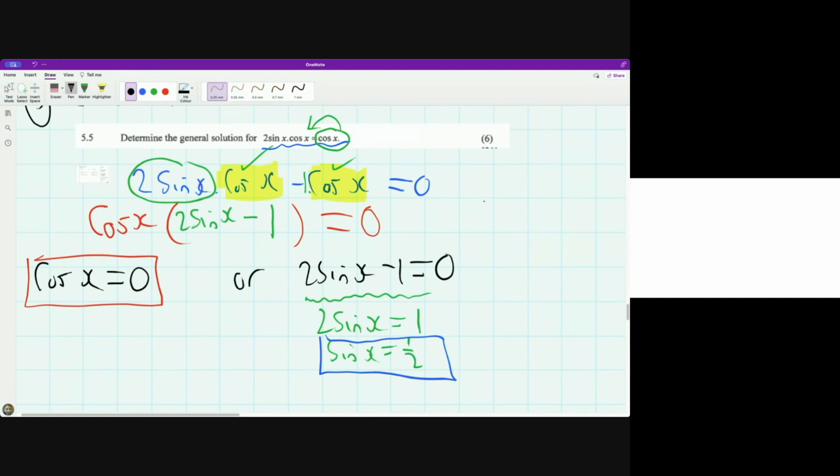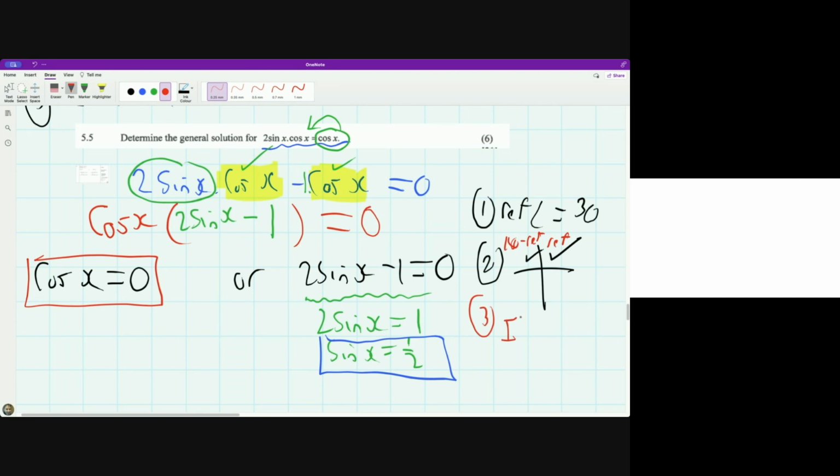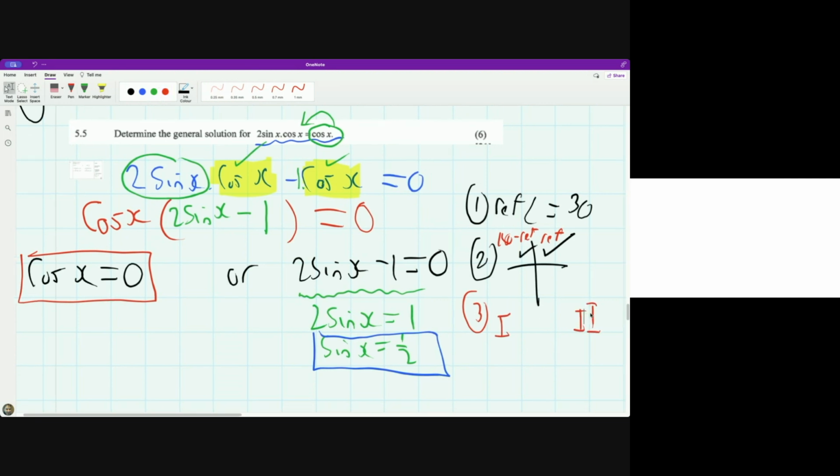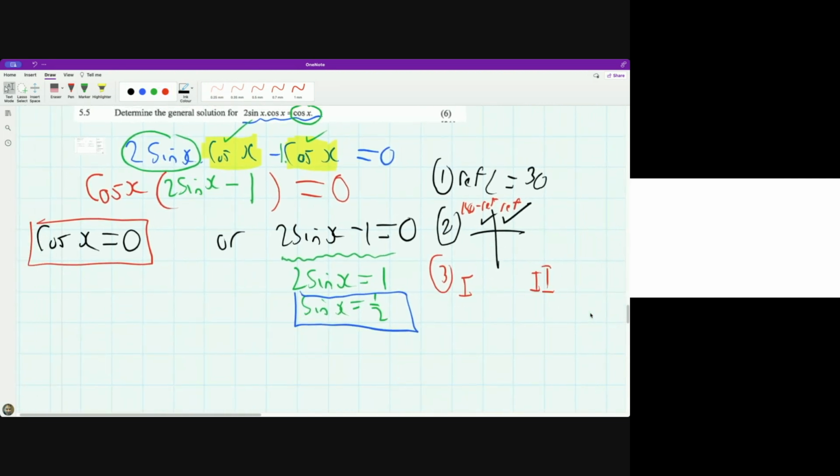Okay, so let's do our three-step process. Reference angle equals shift sine 0.5, which is 30. Now, what quadrants is sine positive? Quadrant 1 and 2. So we have two answers. We have a quadrant 1 and we have a quadrant 2 solution. What are my two solutions going to be? Remember, it's a general solution in the question, so we still have to write it out the long way.